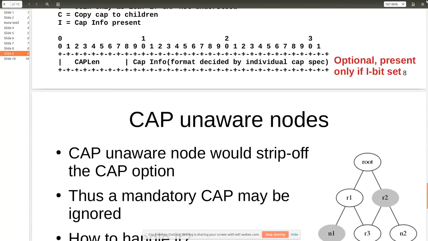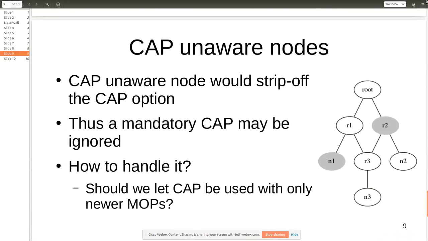Next slide, please. So one of the things that we discussed last time, but I don't think we had a conclusion, is what has to be done if there is a capability unaware node, a router node. That router node would clearly strip off the capability option because it doesn't understand that. In this case, if that capability happens to be a mandatory capability, then it gets ignored. So how to handle this scenario?